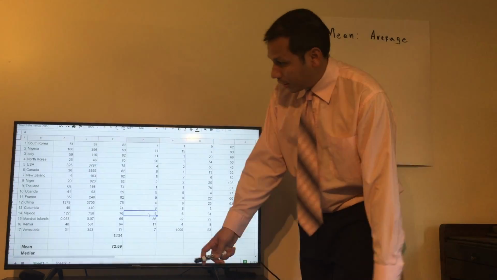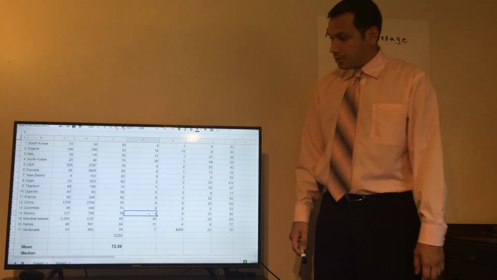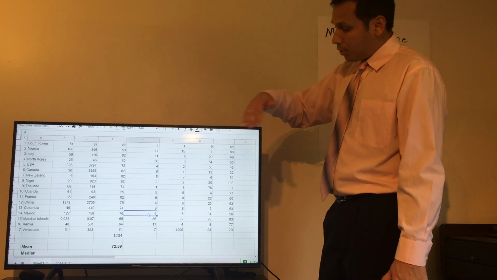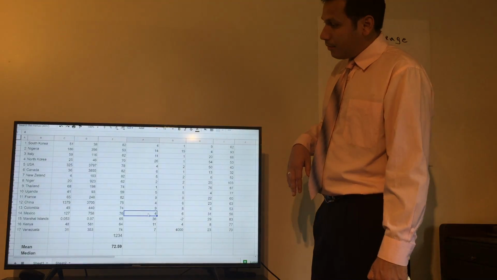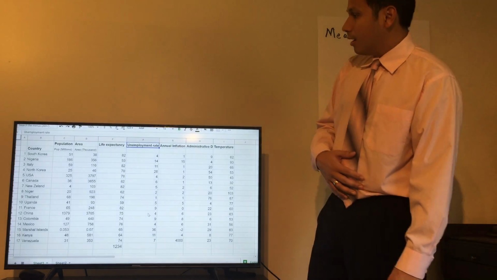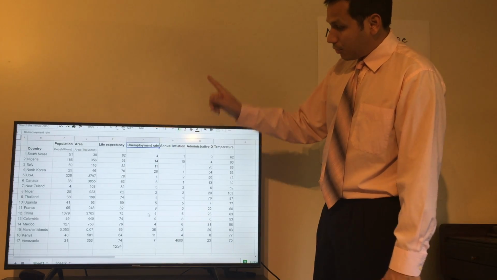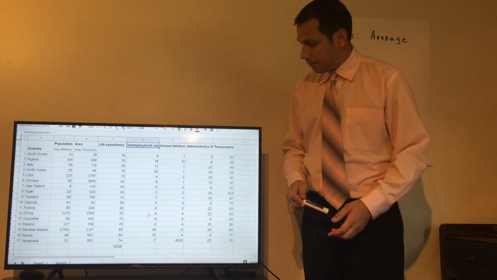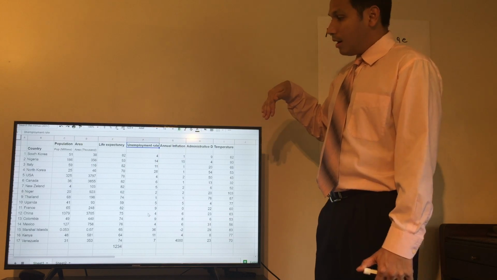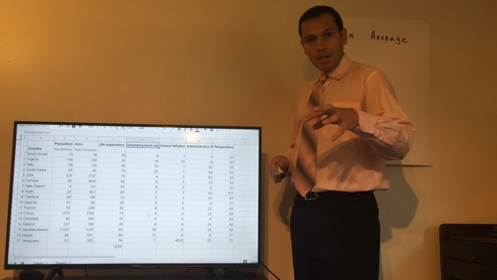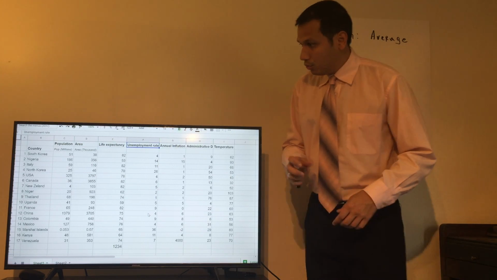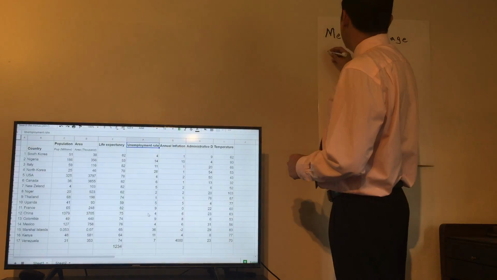Or Marshall Islands. Okay, so that is what life expectancy means, and we're going to do the same thing for the other set of data, which right here we have unemployment rate. So we're going to find the mean for the unemployment rate, and then the annual inflation, administrative division, and temperature. Once we do that, we're going to check it. Okay, and then we're going to move on to the next one, which is median.